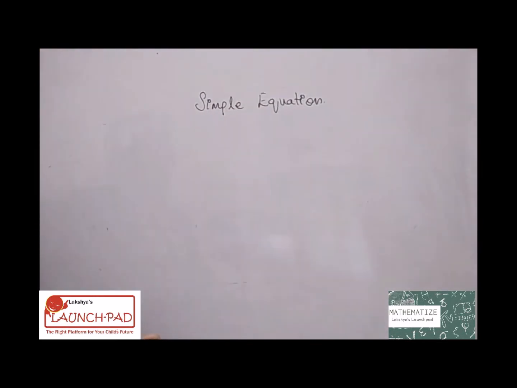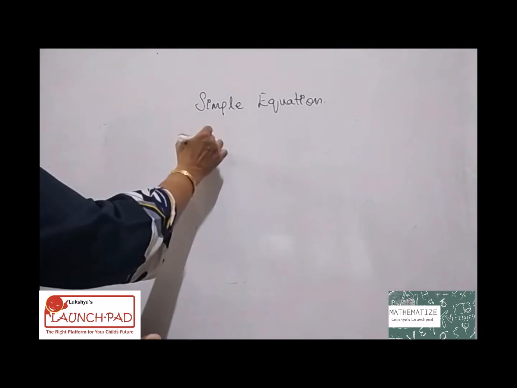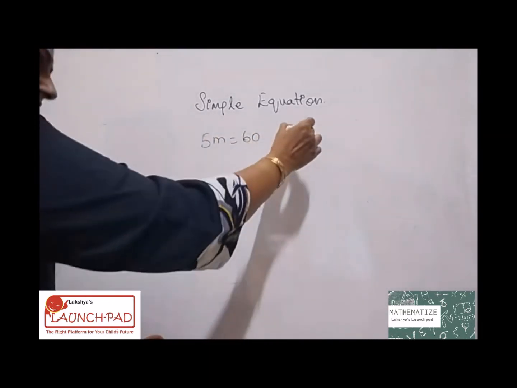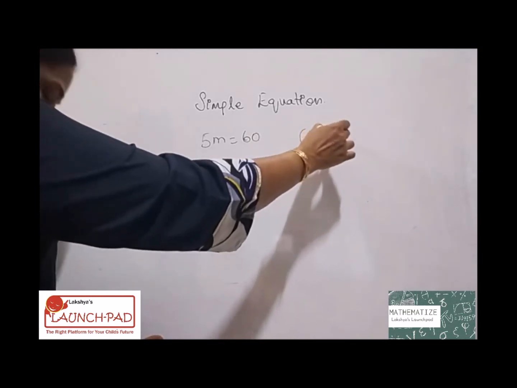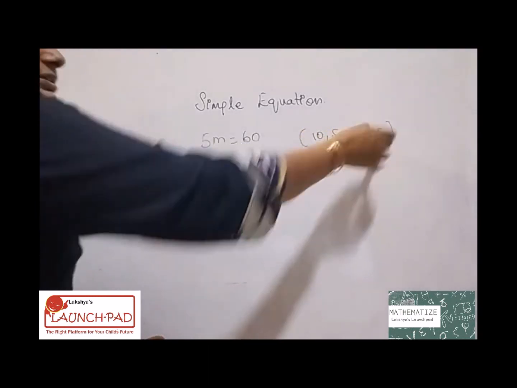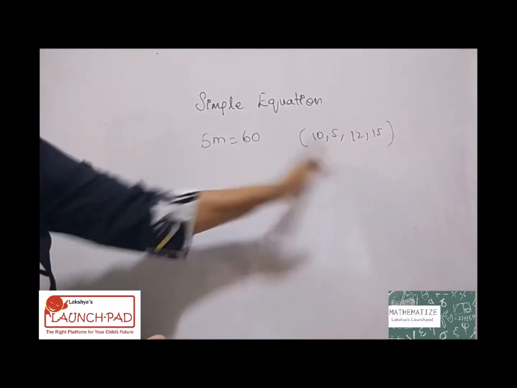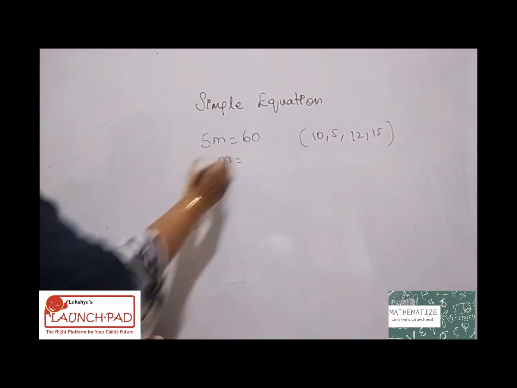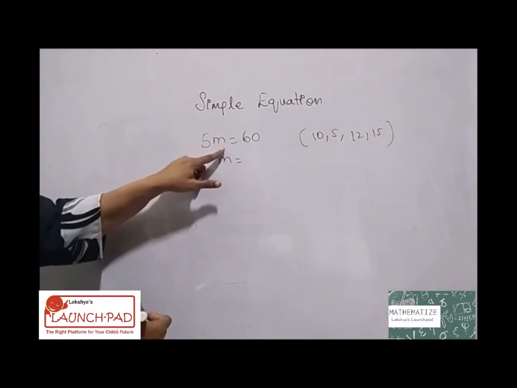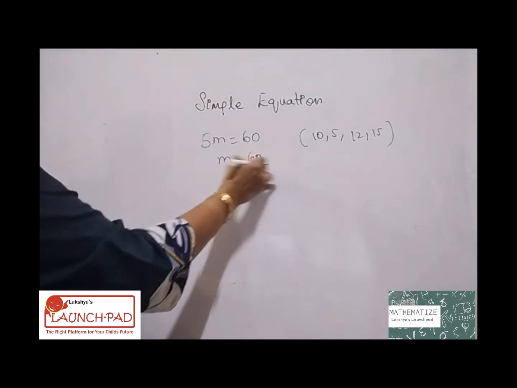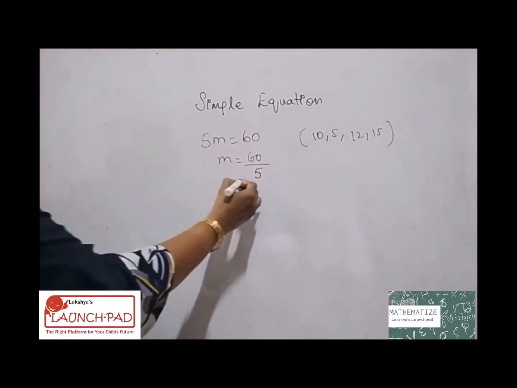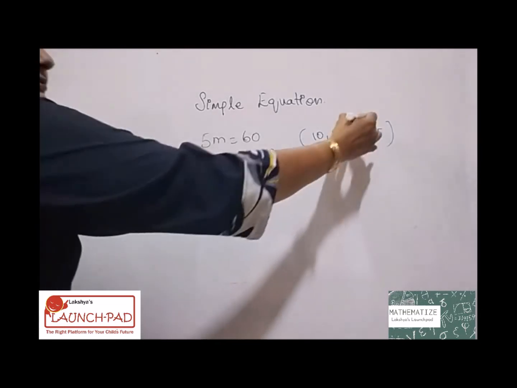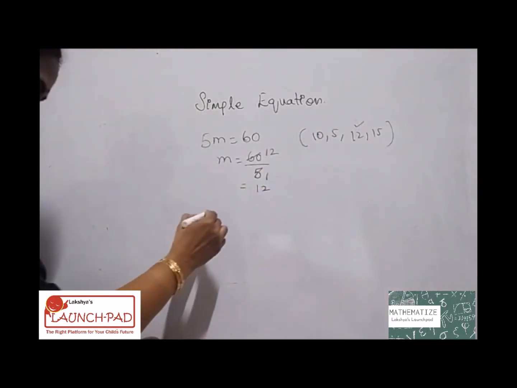Then your next one, they have given 5m equal to 60. And they will be giving something like which option satisfies this. Instead of substituting everything here, what should we do? m will be equal to 60 by 5, since this is multiplication. 60 divided by 5. 5 ones are 5, 5 twos are 10, 12. This is my answer.